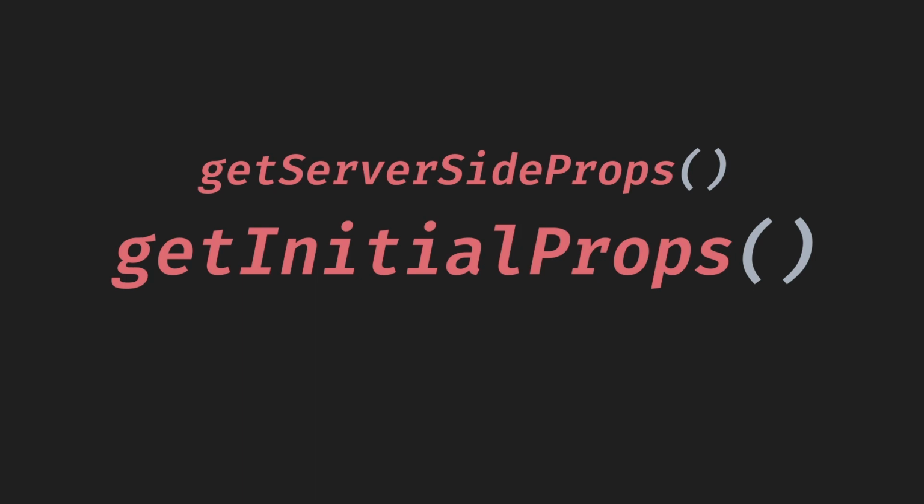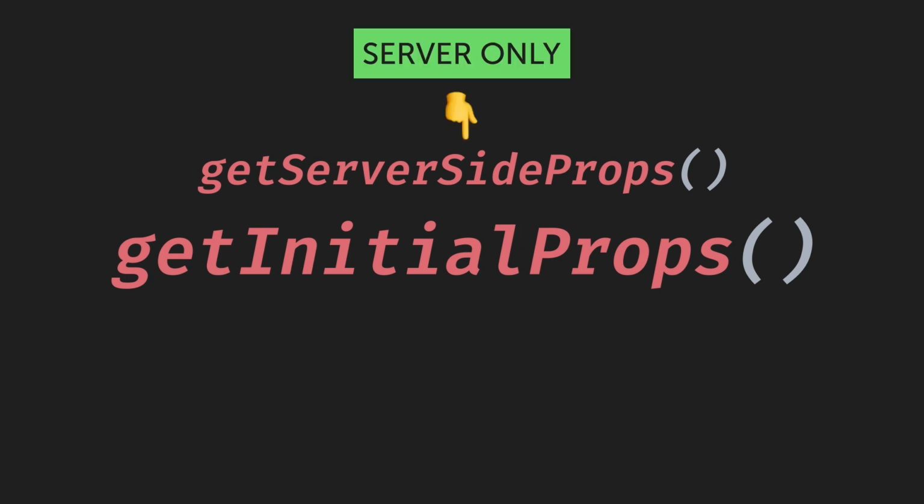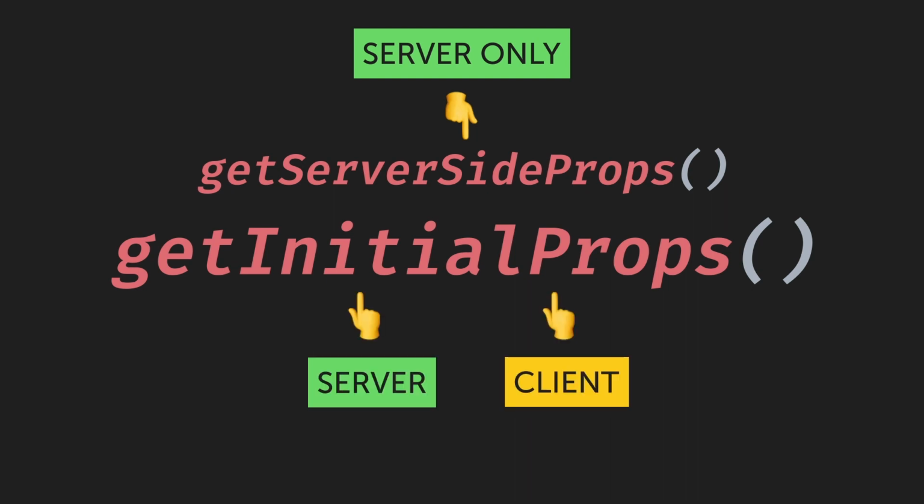They work similarly but have a major difference. getServerSideProps will only get called on the server, while getInitialProps can get called both on the server and the client. So this means that you can't include server-only code like file system access or database connections inside getInitialProps. Your page will crash. Let's test this.